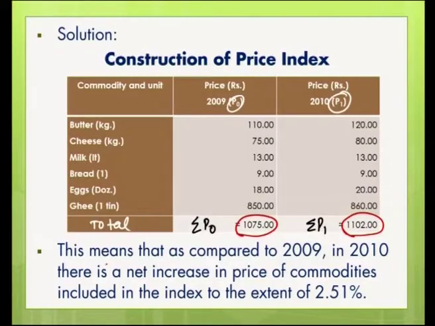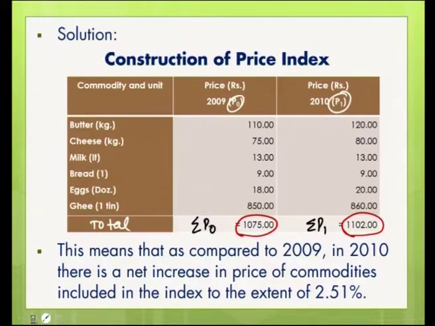So, what do we say? The conclusion is that compared to 2009, in 2010 there is a net increase in the price of commodities included in the index to the extent of 2.51. This 2.51 is the increase from 100. So, 2.51 percent. There is an increase in each item. Butter price is increased from 110 to 120, which means there is an increase in the price of butter from 2009 to 2010.